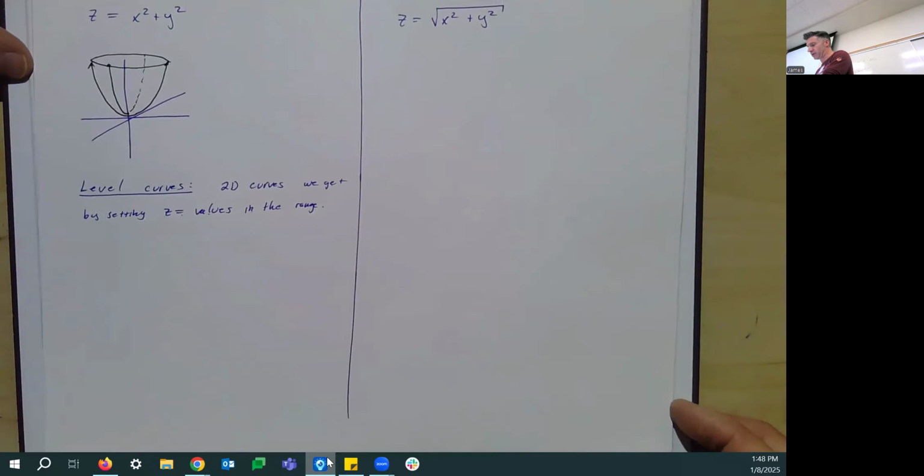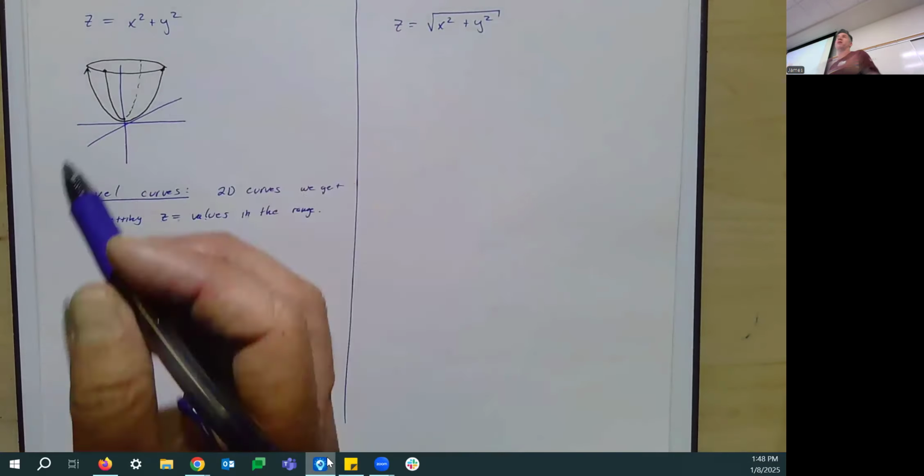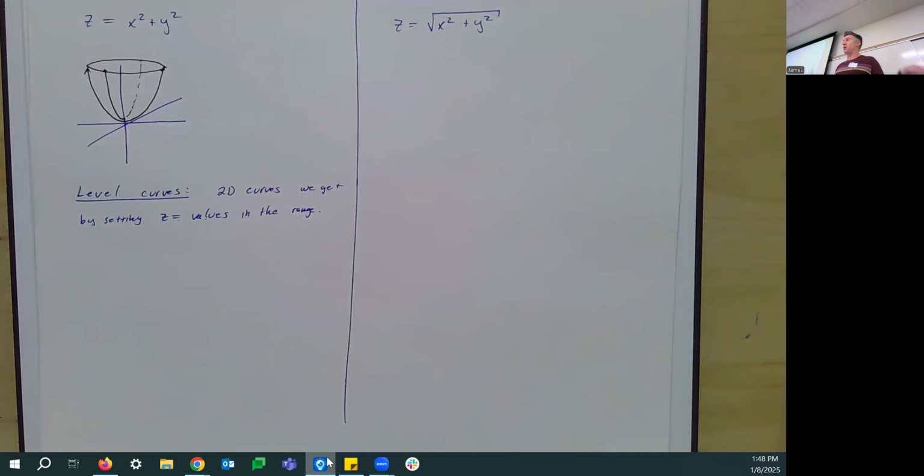What I was going to point out is that -1 is not in the range here. If you set x squared plus y squared equal to -1, you're not going to get any solutions. X squared is always non-negative, y squared is always non-negative, and you add them together, it's still non-negative. So there are no solutions, we wouldn't get a curve there. It'd be an empty set.